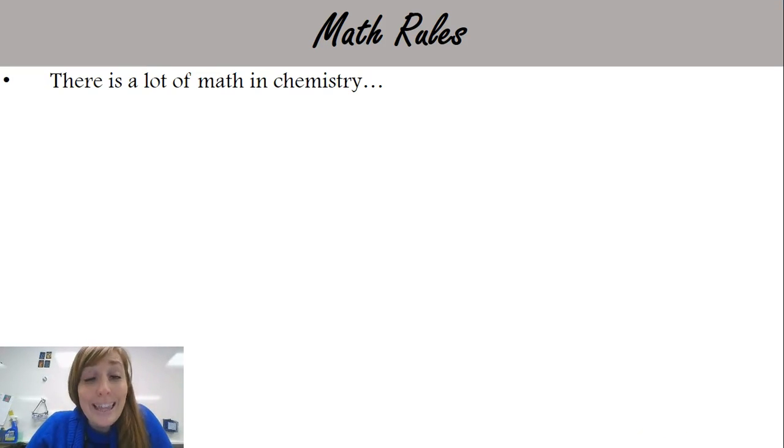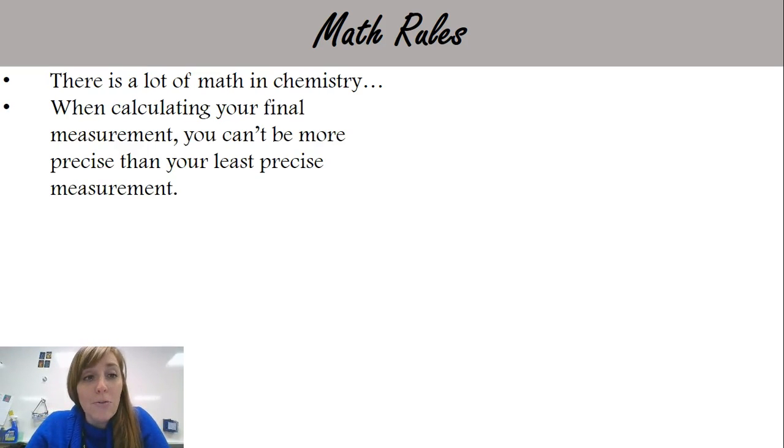As there is a lot of math in chemistry, the main rule that you want to keep in mind doing any math is, when calculating your final measurement, you can't be more precise than your least precise measurement. What the heck does that mean? Okay, that's the official way chemists say it.